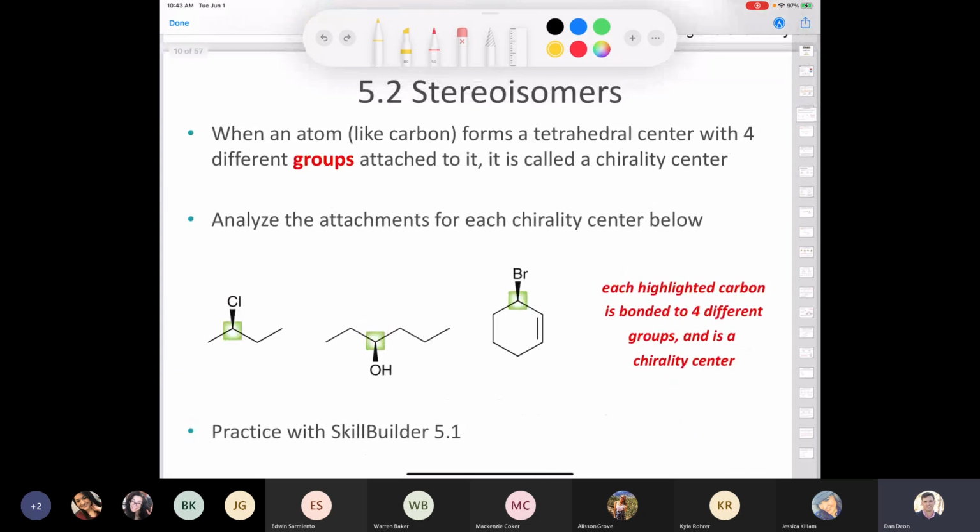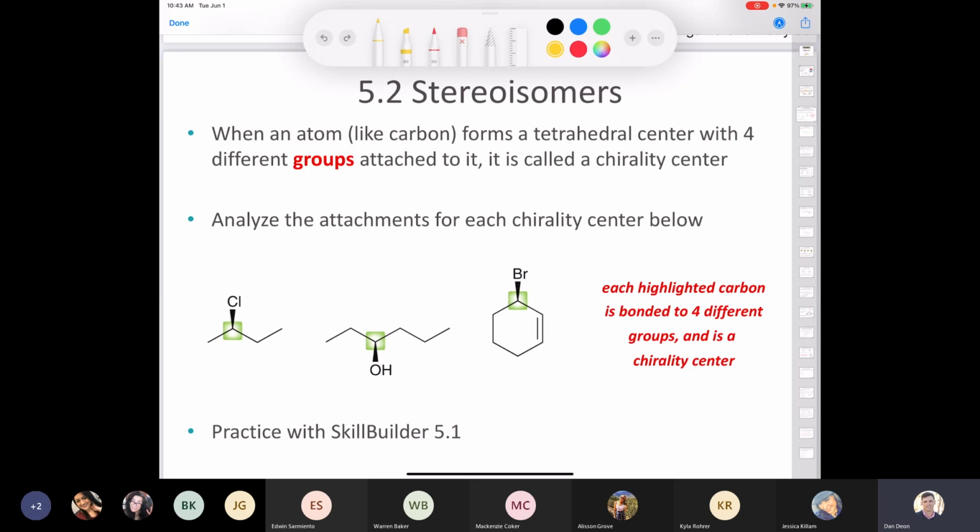So when an atom, like a carbon, forms a tetrahedral center with 4 different groups, again, groups, we call it a chirality center. Sometimes we call it an asymmetric center. Sometimes we call it a stereo center. There's all kinds of different words that we use for it. I usually use stereo center or chiral center.